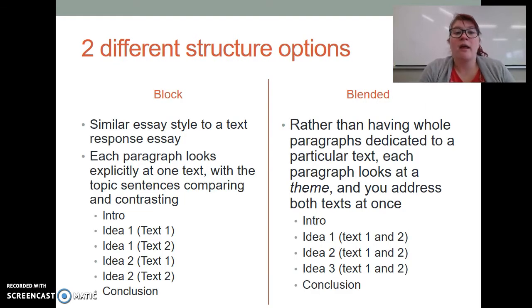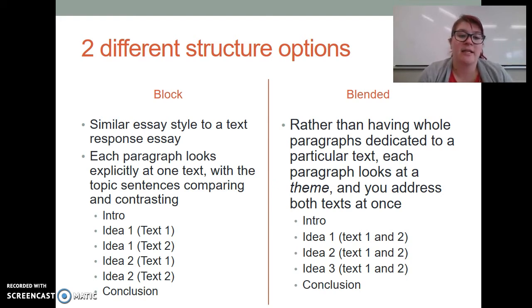Okay, moving on. These are the 2 options that we recommend. You have a block approach and a blended approach. Both work, and it really just depends on what works best for your particular writing style. So a block approach is probably more similar to a regular text response essay in that each paragraph will look at one particular text. You can still use your TEAL structure and everything will look very familiar.